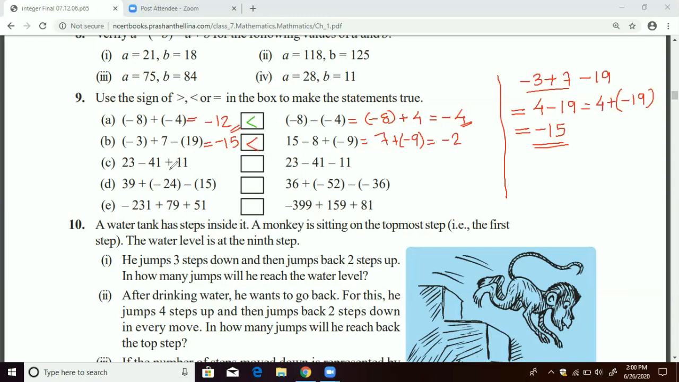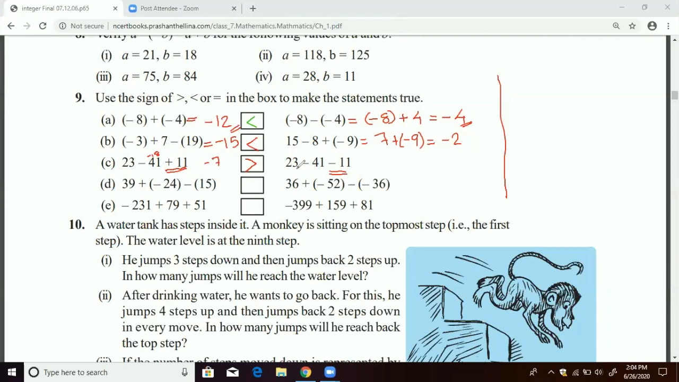So here it is directly clear that here some number is added and here some number is subtracted. Obviously, the number which is subtracted will be less, and the number which is added is a positive value. That's the only difference in this question. So directly you can write which will be greater. We can also do it: 23 minus 41, the answer is negative 18. Negative 18 plus 11, what will be the answer? You will get negative 7.